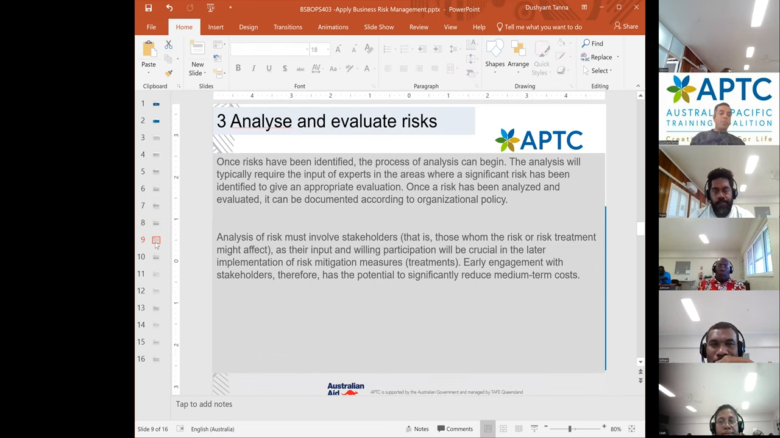Okay, so we covered two points. Next, analyze and evaluate risk. Once the risks have been identified, the process of analysis can begin. That will typically require the input of experts in the areas where a significant risk has been identified, to give an appropriate evaluation. Once the risk has been analyzed and evaluated, it can be documented according to the policy. Maybe you are not the right person to analyze the risk, then ask an expert.